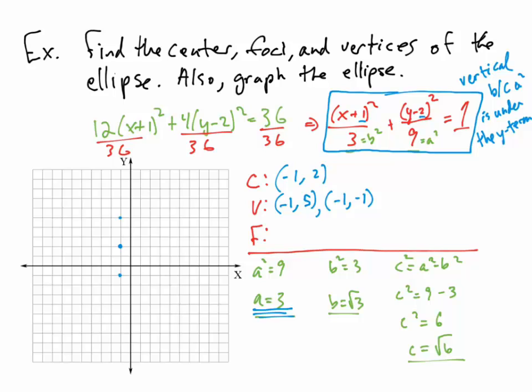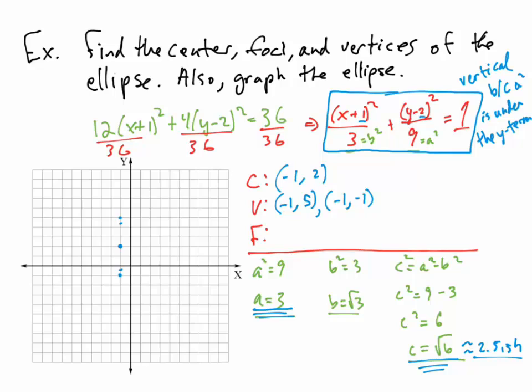All right, and then to find the foci, we start at the center and count off the C value. Again, I'm going to count in the vertical direction, so the y value is what's going to be changing. The square root of 6 is about 2.5 roughly. We don't have to be 100% precise. So from this center point, I'm going to count up about 2.5, and then count down 2.5.